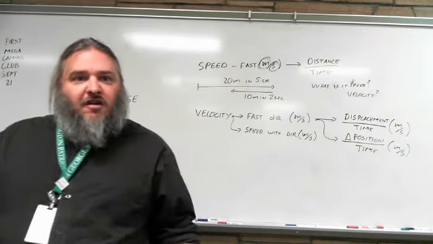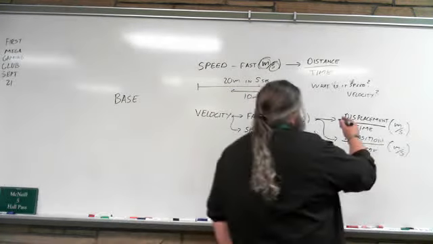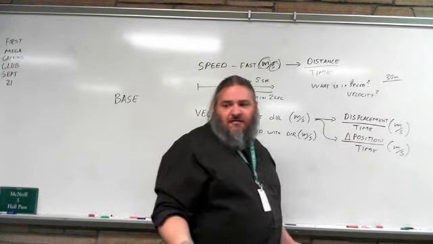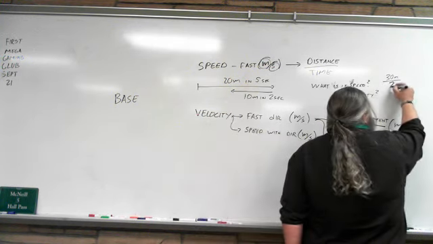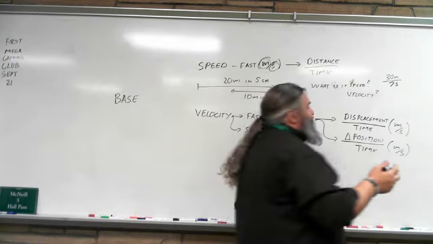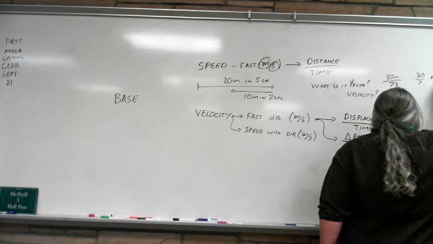So how far does it travel? 30 meters, right? So distance is 30 meters, and it does it in 7 seconds. That's its speed. You can leave it like that. So the answer would be 30 divided by 7 meters per second.